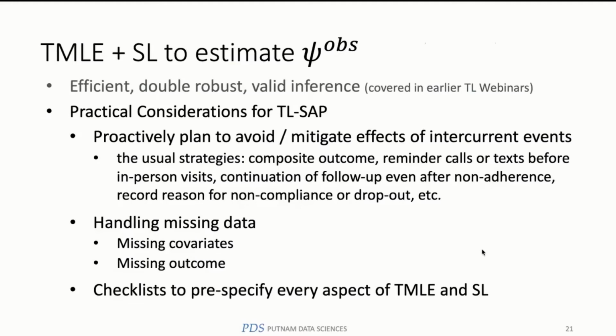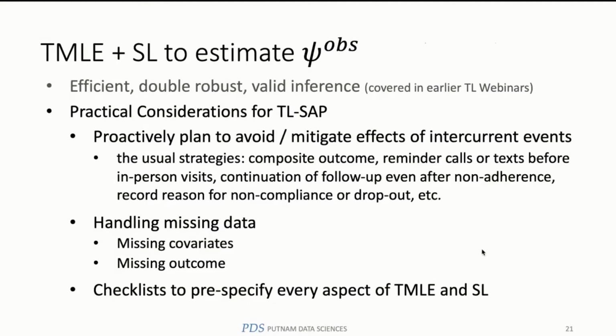One thing that goes in there, and this is not restricted to just a targeted learning based SAP, is that you should proactively plan to avoid or mitigate the effects of intercurrent events. And you know that already. I just thought it was important enough to put in here because in statistics, the closer you can come to having that pristine RCT data, the better. As you deviate from that, TMLE and superlearner are going to give you a lot of protection, a lot of latitude. But the less you deviate from that, the more sure you're always going to feel about it.